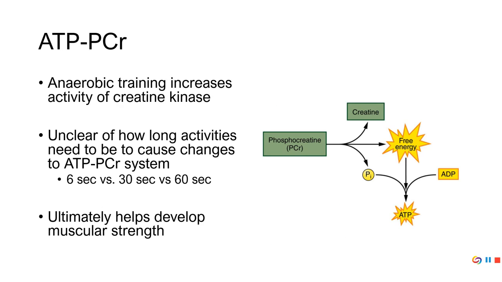So with the ATP-PCR system, what happens is we're increasing the activity of creatine kinase. But the research is really mixed as to how long these activities need to be to get these benefits. You'll see some studies doing these really intense activities for anywhere from 6 to 60 seconds. 30 seconds kind of seems to be the sweet spot, but again, it's really mixed to know what duration is best. Ultimately, what's happening is you're increasing your muscular strength, so you're going to be able to generate more power during these short, intense bouts of exercise.